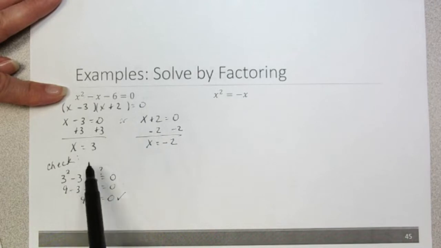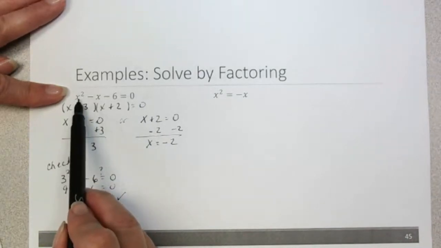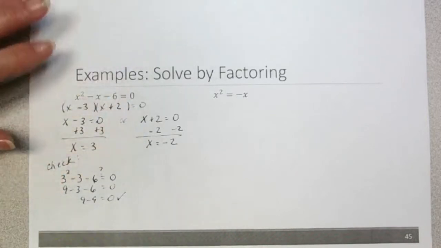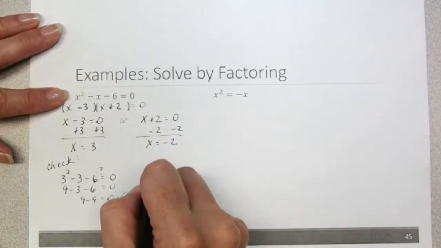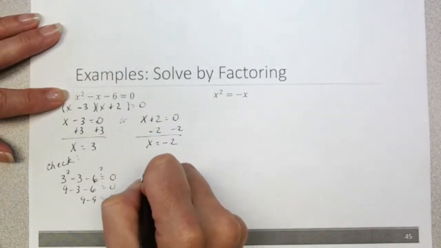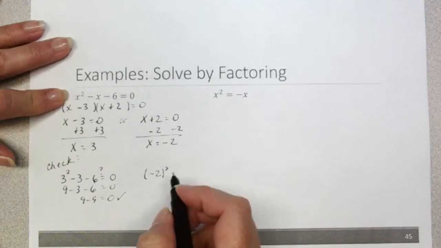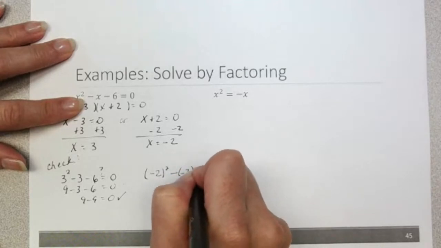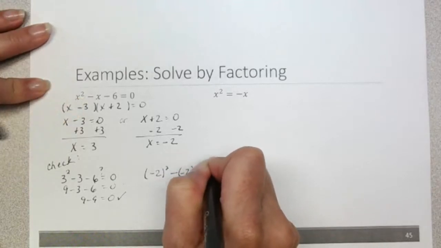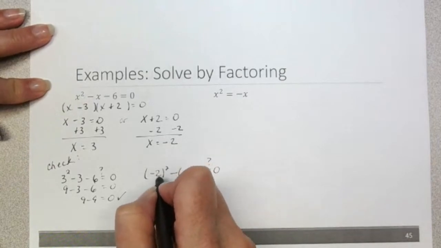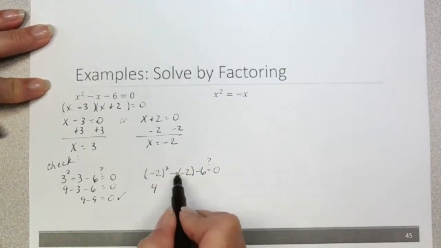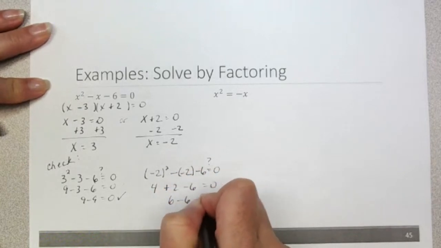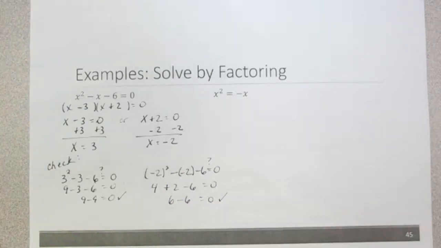So I know that answer is correct because it satisfies the equation. When we plug that value of x equals 3 in there for x and simplify, we see that the equation is true. All right, let's check that -2. If x is equal to -2, then (-2) squared, you have to be careful with your parentheses here, minus (-2) minus 6 should equal 0. Does it? Let's see. -2 times -2 is +4 minus a -2. That's going to be +2 minus 6, and 6 minus 6 is definitely equal to 0.